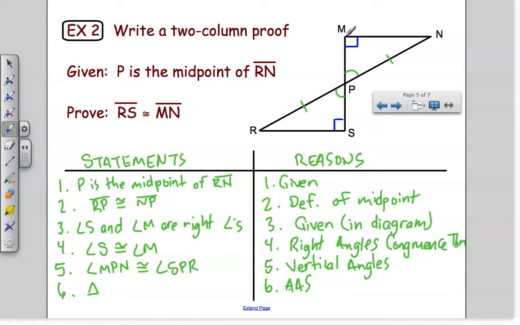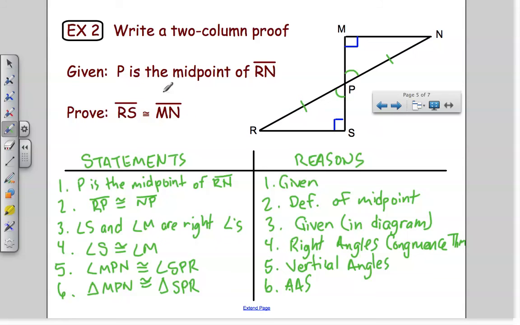So if I name the first triangle MPN is congruent to triangle, now I went from right angle to this middle vertex P out to N. So I have to go from right angle, middle vertex out there. So SPR happens to be just how I name those. And those triangles were congruent by angle, angle, side.